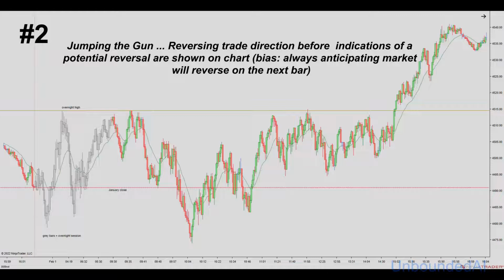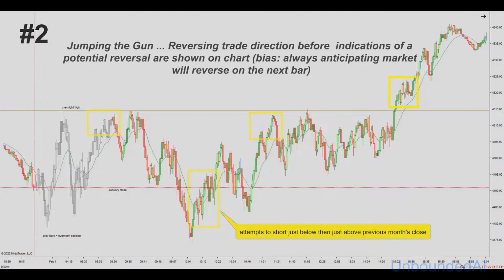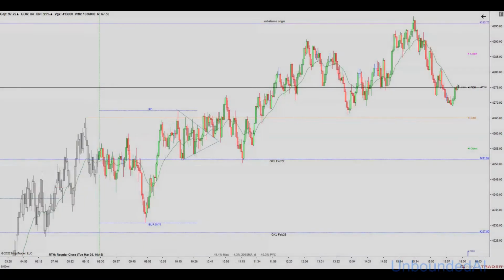Other traders might then get short, using stop orders as soon as they see something bearish looking in the last few candlesticks on the lower time frame. But a couple bearish bars is usually not sufficient to reverse the trend. So these counter-trend trades typically fail because they are low probability trades. On this chart, you can see several failed attempts to reverse the trend just below and then just above the references shown.